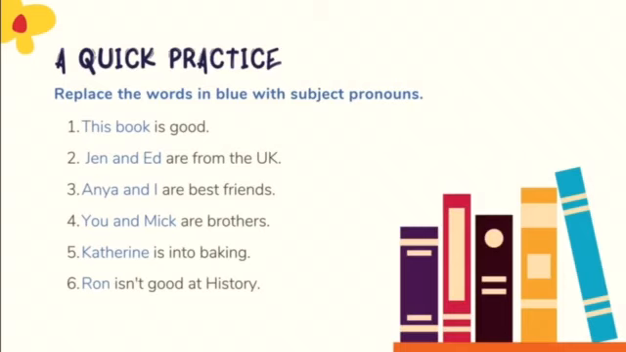Number 3, Enya and I are best friends. So what is the subject pronoun to replace Enya and I? Number 4, you and Mick are brothers. So what is the subject pronoun to replace you and Mick? Number 5, Catherine is into baking. So what is the subject pronoun for Catherine? And number 6, Ron isn't good at history. So what is the subject pronoun for Ron? Remember, Catherine is a girl and Ron is a boy. Have you all got the answers? Let's see.